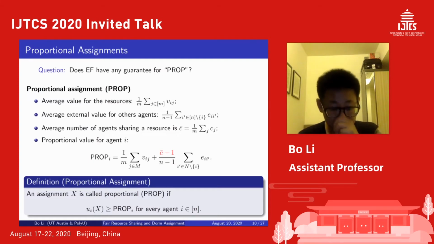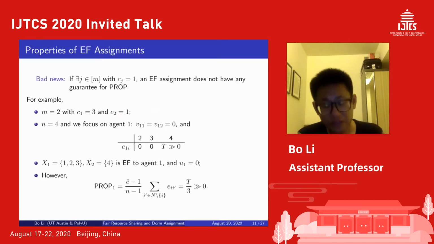And then we can define proportional assignment. That is, an assignment X is called proportional if agent i has value for the current allocation that is no smaller than her proportional value. And if this holds for every agent, this is called a proportional assignment. The bad news is that if there is some resource that has capacity 1, then an envy-free assignment does not have any guarantee for proportionality. So if we check the following example, we can see that there is an envy-free allocation, and there is one agent whose value is arbitrarily smaller than the proportional value. So this is the bad news.